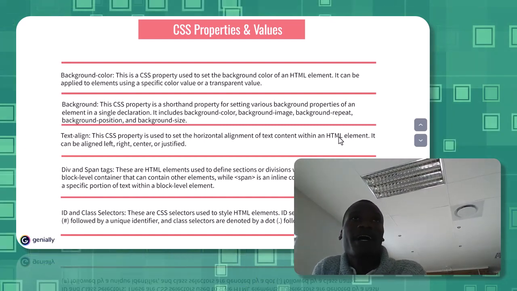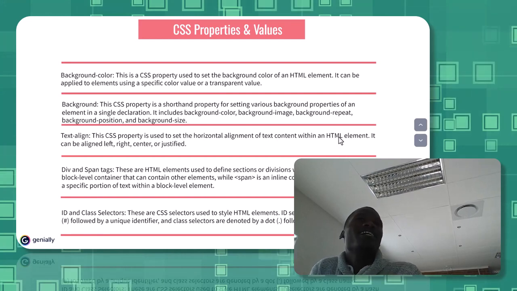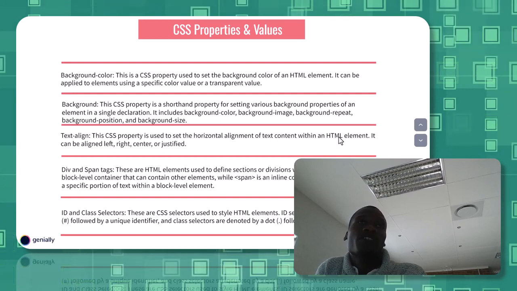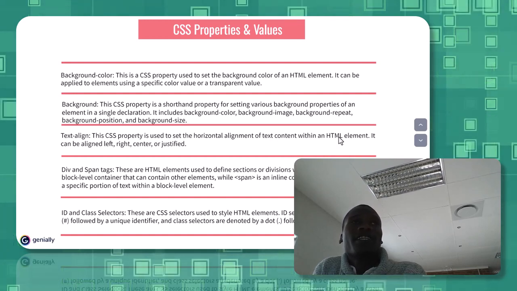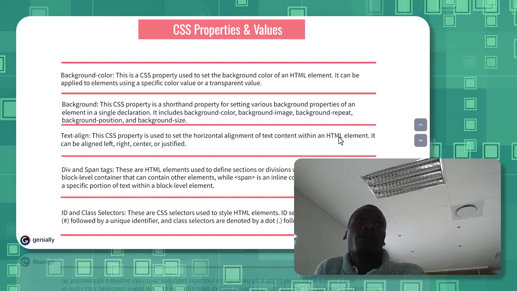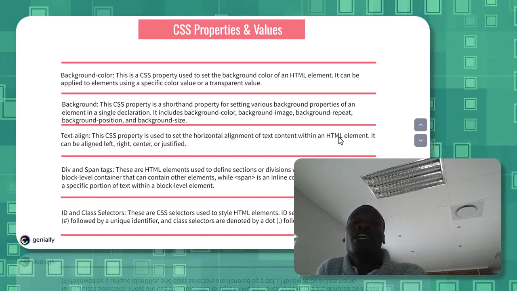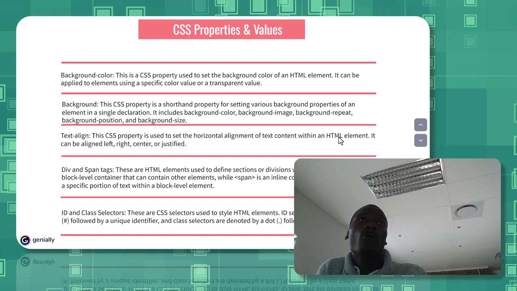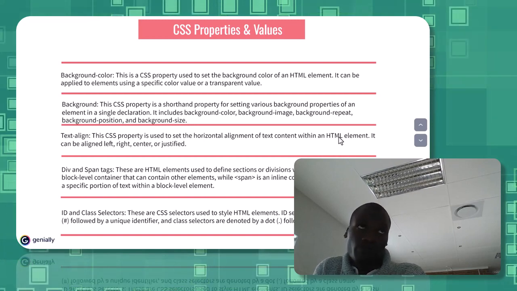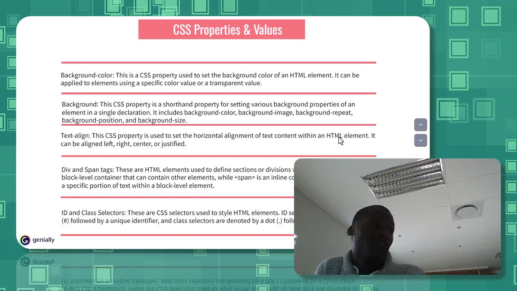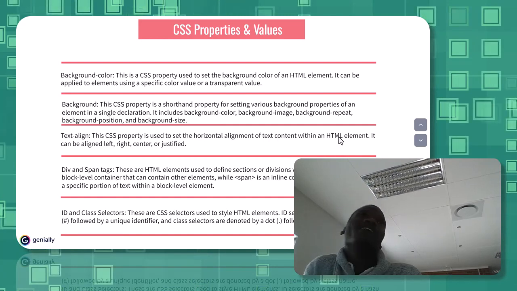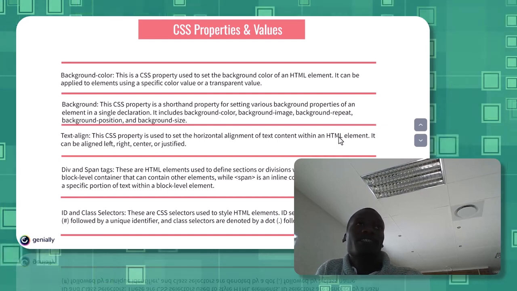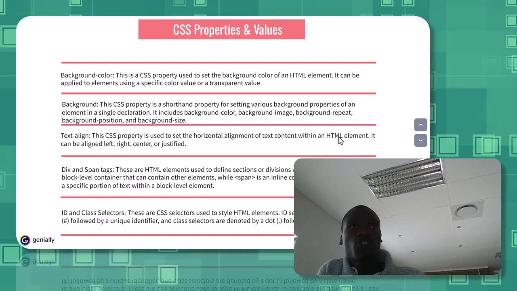It can be applied to elements using a specific color value or a transparent value. The property name is background color. Then we have the background property, just background. The background CSS property is a shorthand property for setting various background properties of an element in a single declaration.